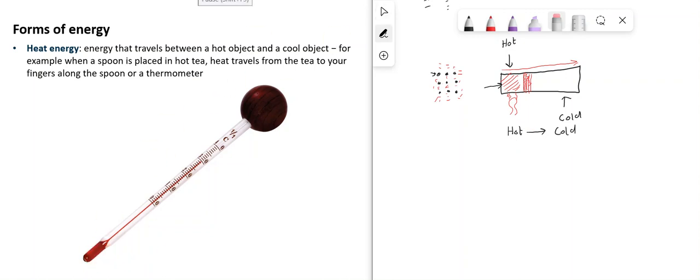What a thermometer does, when you put this into your mouth, for example, is that the heat energy in your mouth causes the atoms at the end of the liquid to start to move and expand. The heat energy moves through the liquid and causes the liquid to expand, and it rises up the thermometer in a predictable way, so we can determine how much energy was at the source to make the liquid rise. That is what's known as heat energy. Heat is another form of energy, and it moves from hot to cold.